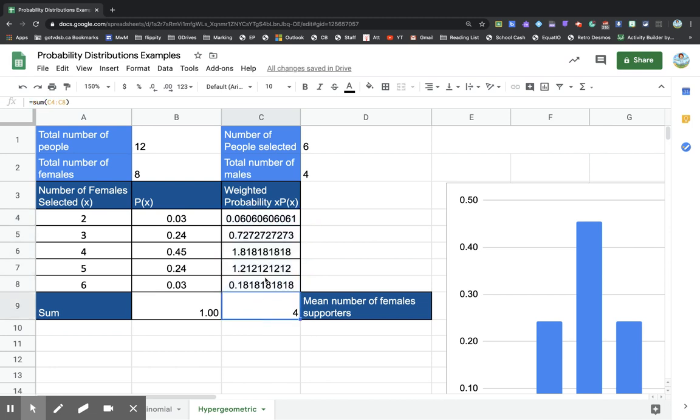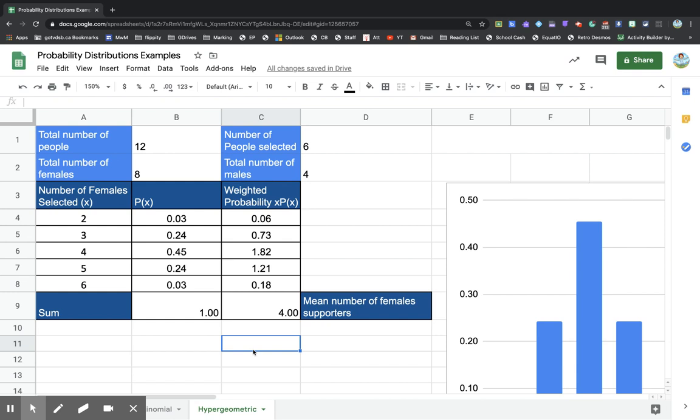And I end up getting 4. Okay, I don't need all those decimal places, that's a little foolish. There we go. So I end up getting 4 as the mean for the number of female supporters. Okay, now let's think about if there was maybe a quicker way to do this. We already had a spreadsheet, so it wasn't that long.